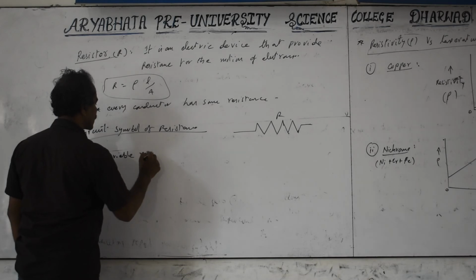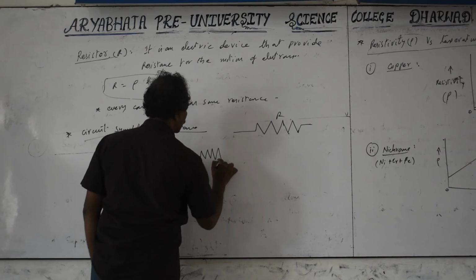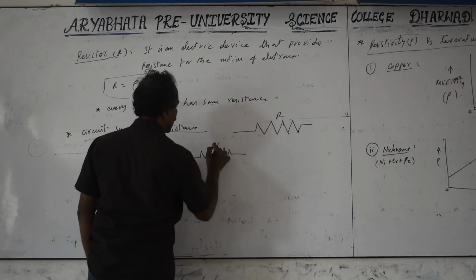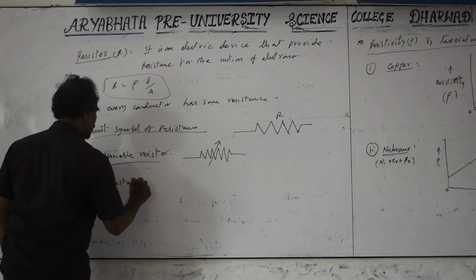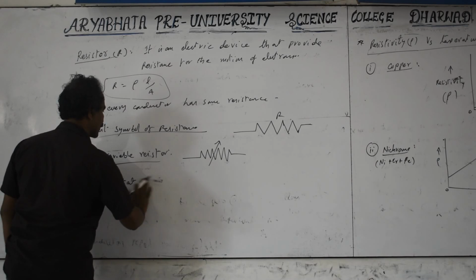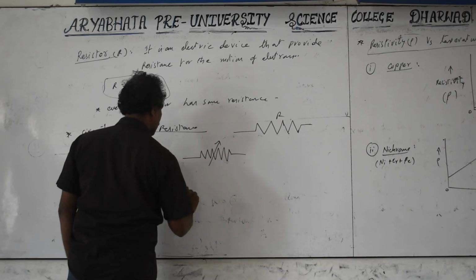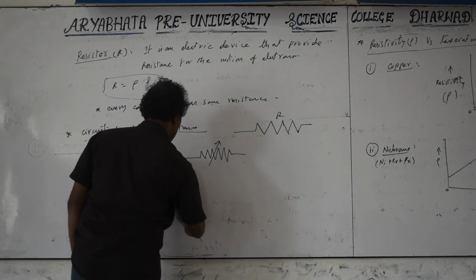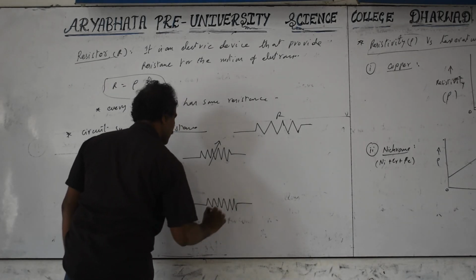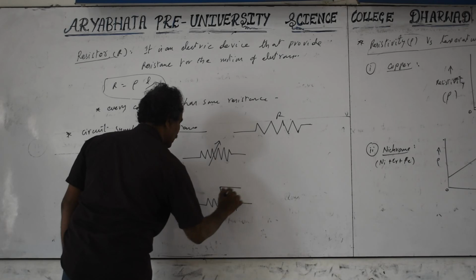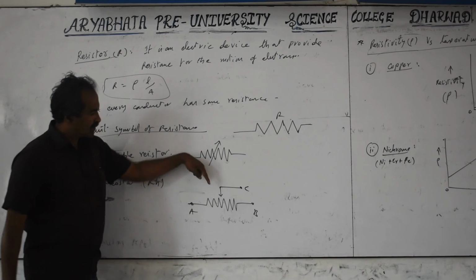Variable resistor means the value can be changed. We just put an arrow across the resistor symbol. A rheostat is also a variable resistor, with RH as its symbol. It has sharp edges, and on the top we draw the contact, which can be moved to and fro.